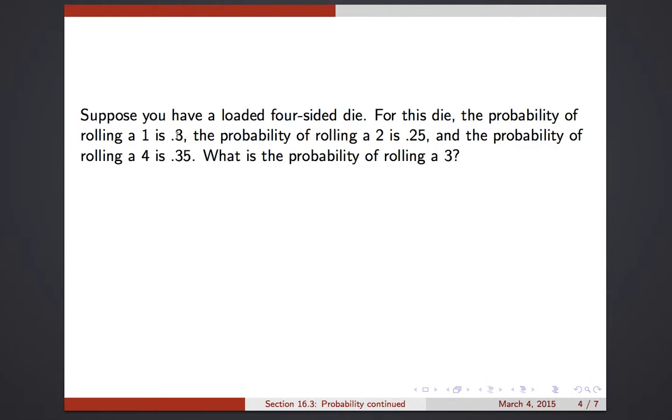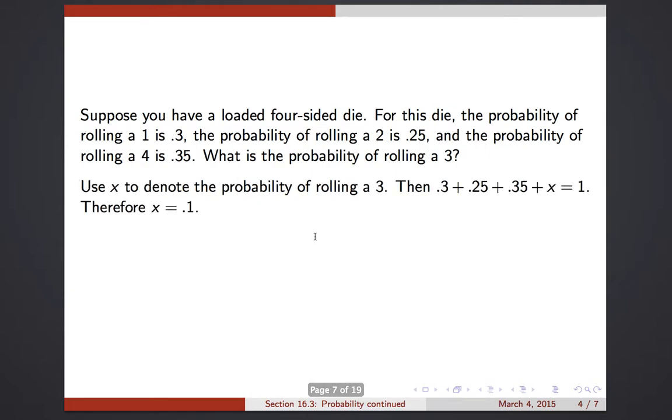So there's a 30% chance of rolling a 1, there's a 25% chance of rolling a 2. So those two combined probabilities are 55%. So the outcomes of 1 and 2 take up 55% worth of what's going to happen. And then the probability of rolling a 4 is 35%. Well, 0.3 plus 0.25 plus 0.35, that's 90%. So these 3 outcomes by themselves take up 90% of the probability. So what's left for rolling a 3? Well, what's left is 10%.